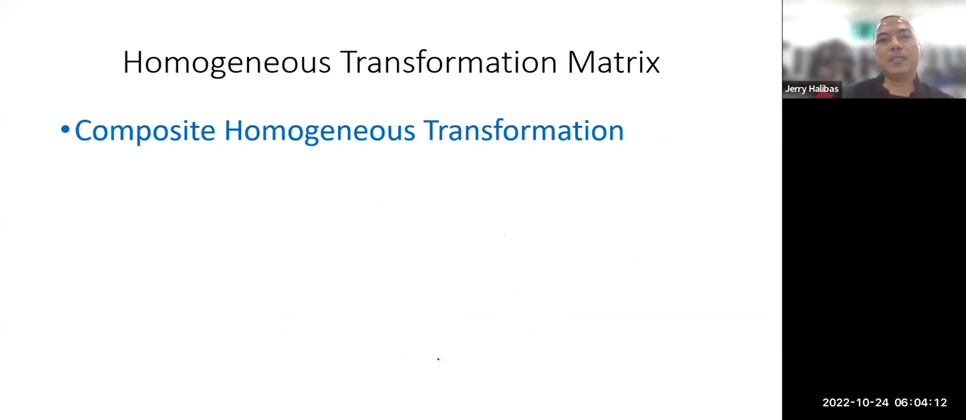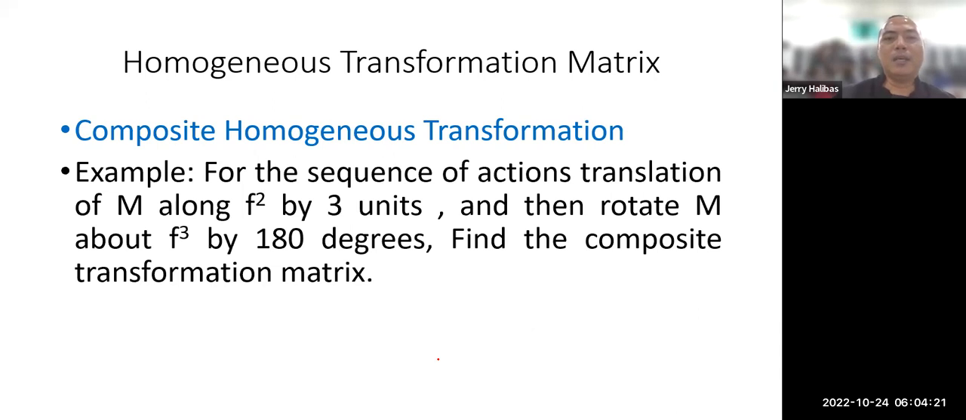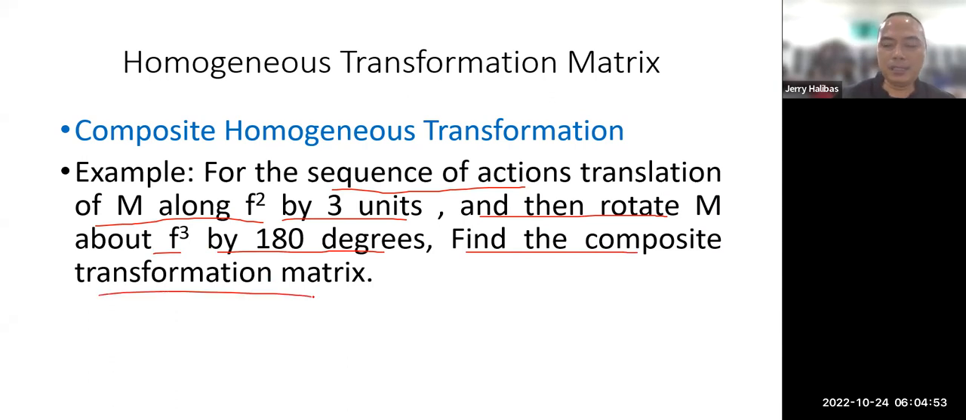So we go now to our last 3 slides before we end. This is the composite homogeneous transformation. A composite is a combination of translation and rotation. In this example, for the sequence of actions: translation of the mobile frame along the fixed frame 2 axis by 3 units, and then it is rotated about F3 by 180 degrees. Find the composite transformation matrix.